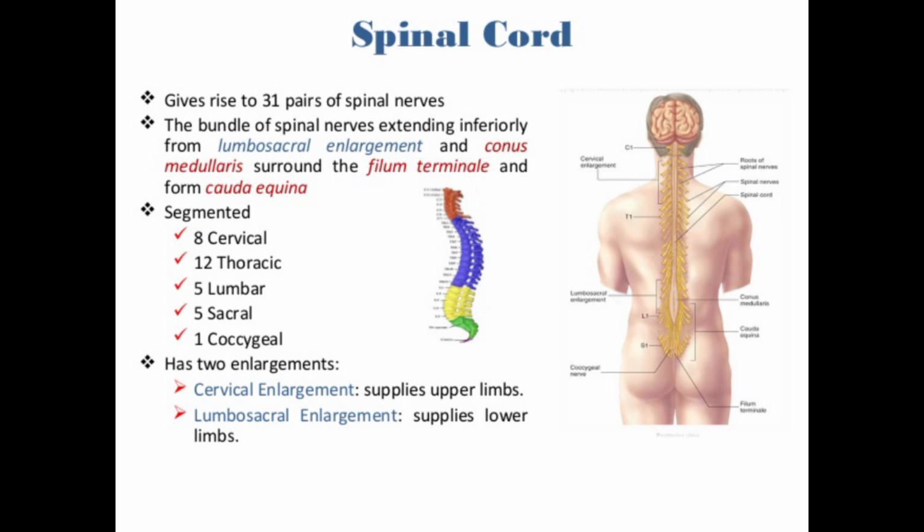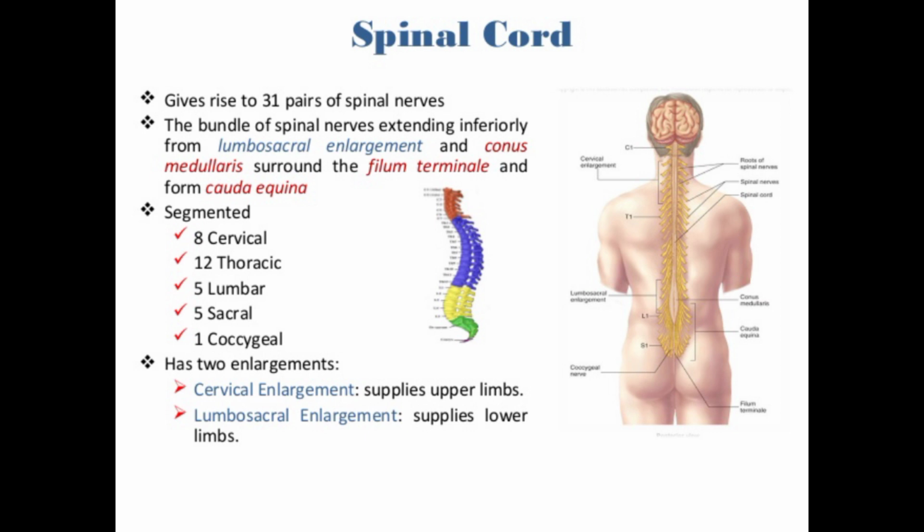Next, see here the spinal cord, which will give rise to 31 pairs of spinal nerve. In the spinal cord, you see some enlargements in certain places. There are two enlargements: one at the cervical region, called the cervical enlargement, which gives rise to cervical nerves that supply the upper limb, and one at the lumbar region, called the lumbosacral enlargement, which supplies the lower limb. See, the bundle of spinal nerves extends inferiorly from the lumbosacral enlargement and conus medullaris. This tapering end is called the conus medullaris.